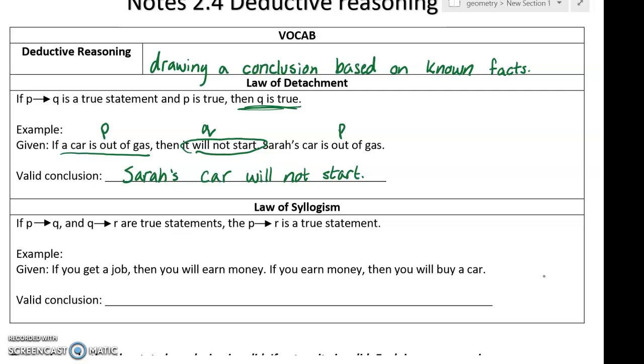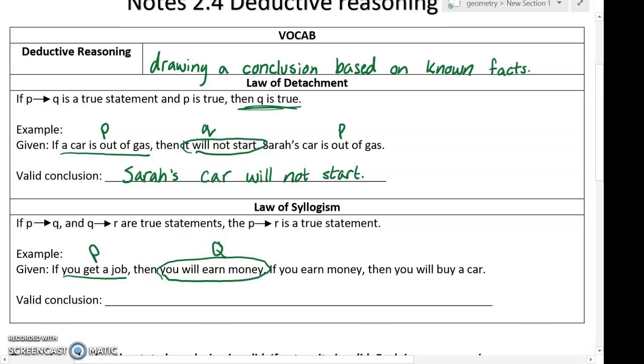It says, if you get a job, then you will earn money. So let's just look at that first sentence. Let's underline, if you get a job would be our P, right? Then you will earn money. We'll circle you will earn money. That's our Q.